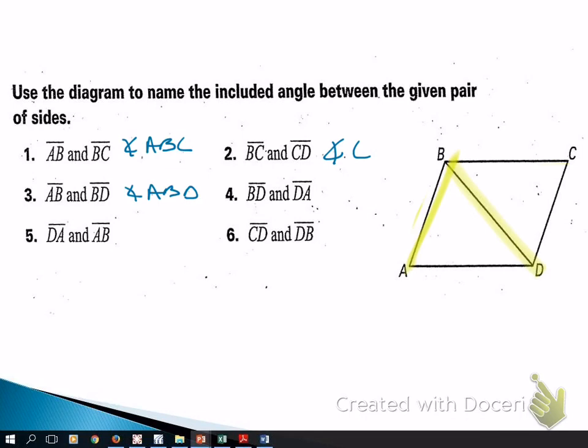Okay? Make sense? Think you got it? Go ahead and try the next three. Stop the video, start it back up, make sure you can pick out an included angle.